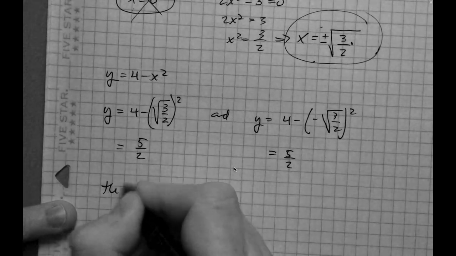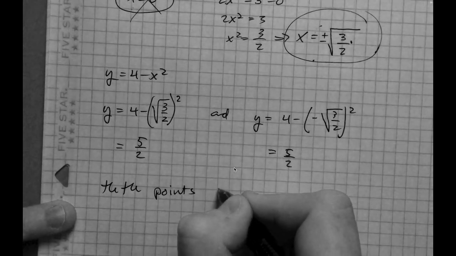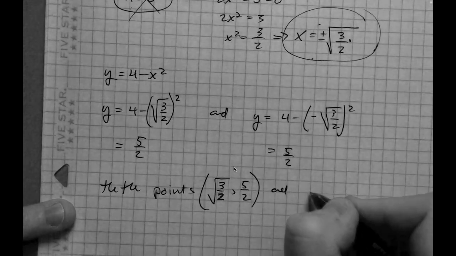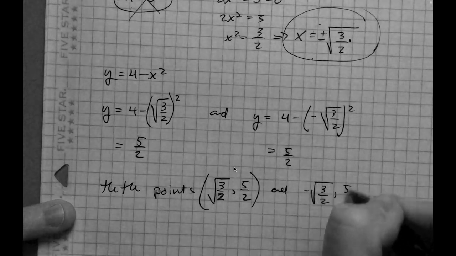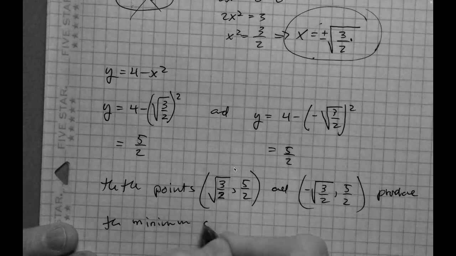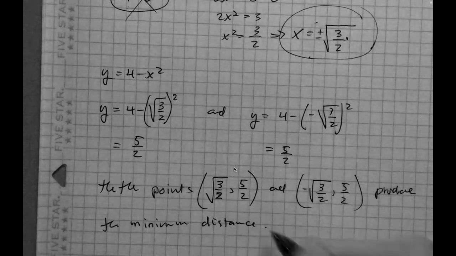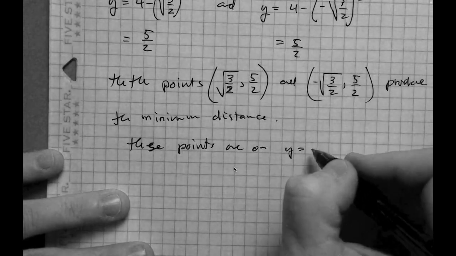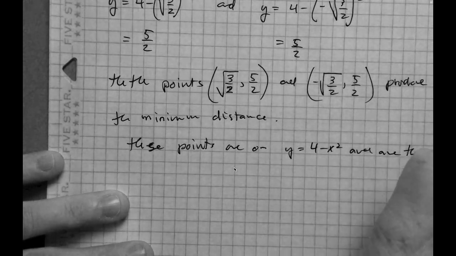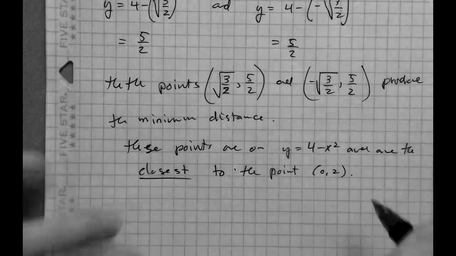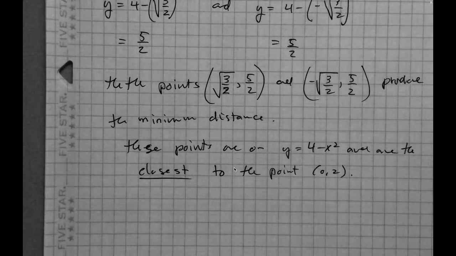So basically, the points square root of 3 halves, comma 5 halves, and negative square root of 3 halves, 5 halves produce the minimum distance. Okay, so basically these points are on y equals 4 minus x squared and are the closest to the point 0, 2. Okay. So those are your points. Okay. Very good.